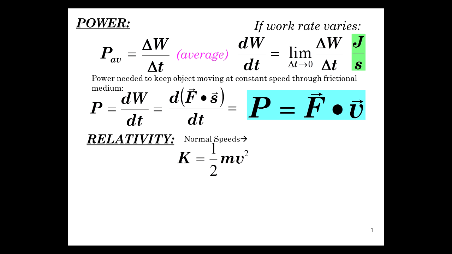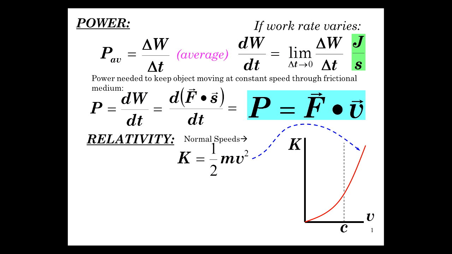So at normal speeds, kinetic energy is 1/2 mv squared. If we plot 1/2 mv squared, we basically get a plot that looks like that. Along here I've put a particular value, c, and c is the speed of light. When we consider the things that happen as we approach the speed of light, like mass increasing, then of course the energy is going to increase.